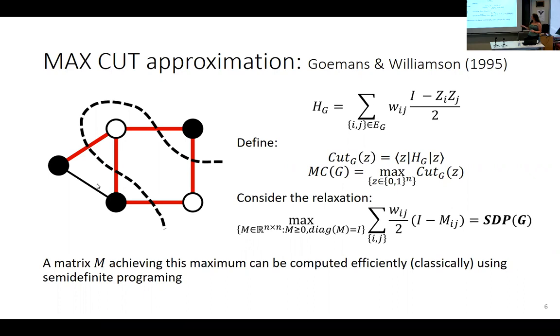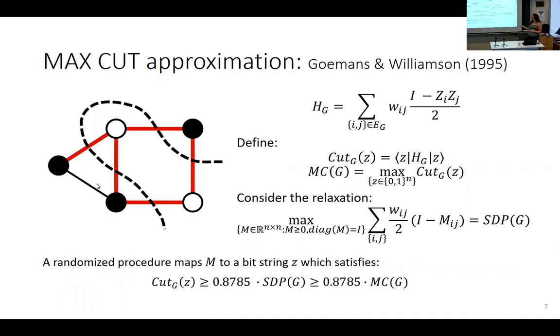And so Goemans and Williamson showed a rounding algorithm, which is a randomized procedure to take that real number string and turn it back into a bit string, which gets at least 0.87 of the correct answer. And they're able to prove that.